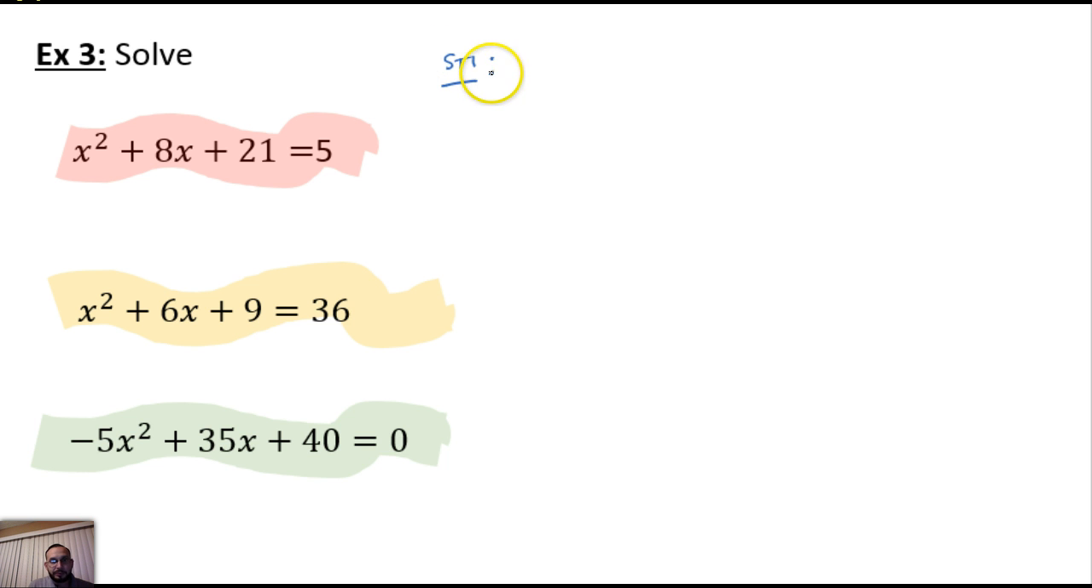So step 1, we have x squared plus 6x plus 9 is equal to 36. We're going to want to get our x's alone, so I'm going to subtract 9 from both sides. Subtract 9, this goes away. X squared plus 6x is equal to 25.